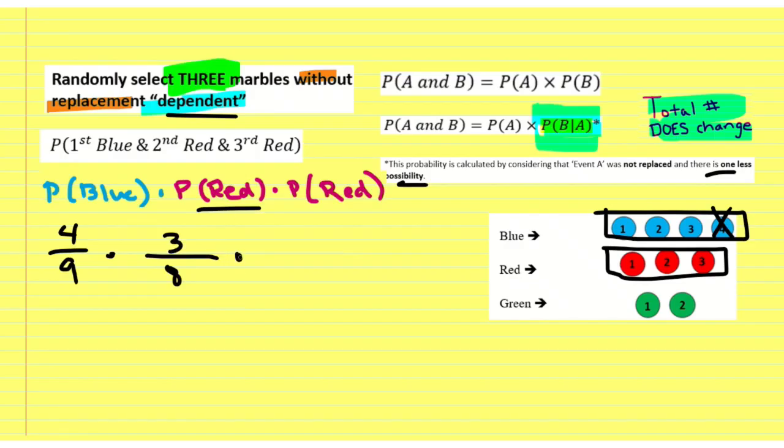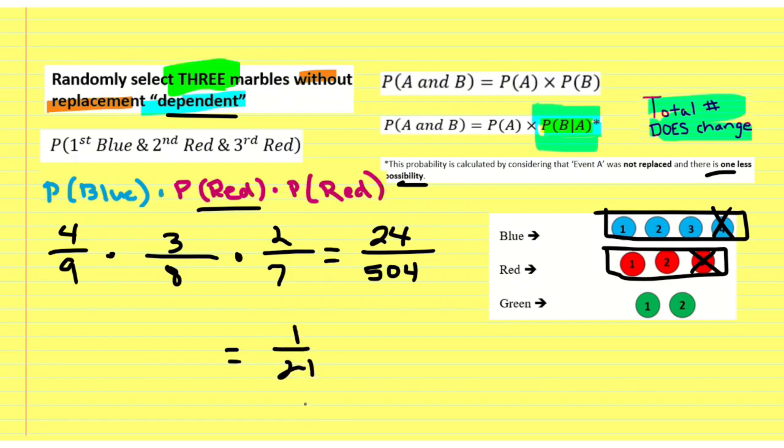I'm going to multiply that times taking another red. Well, my red, I've taken one of the reds out. That leaves me with only 2 red left. And I've also reduced the total number in the bag of marbles to 7. So now I can multiply all of those numerators straight across. 4 times 3 times 2 is equal to 24. And 9 times 8 times 7 is equal to 504. So we're getting to big numbers in our fraction. But that fraction will reduce to 1 over 21.